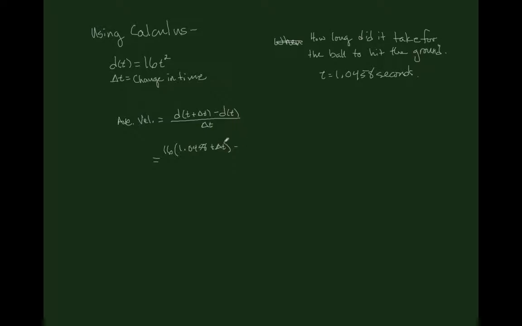And then that's going to be times, oops, and I need a square. Let me put the square because I'm using this formula. And then that'll be subtracted. I'll subtract off of that 16 times 1.0458 squared. And this whole thing's going to get divided by delta t. So whatever delta t is, this formula would give the average velocity for that time interval. But again, we're looking for the instantaneous velocity.